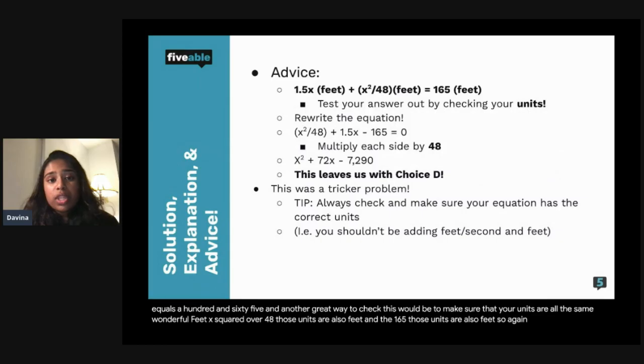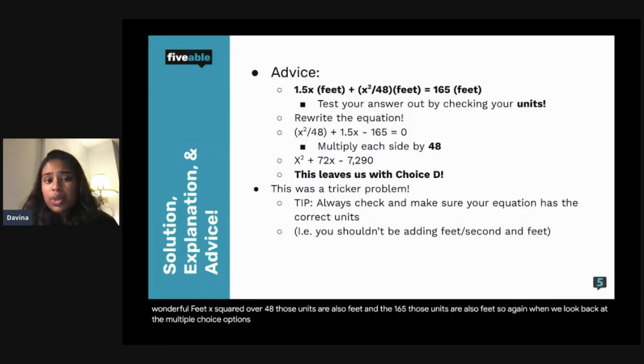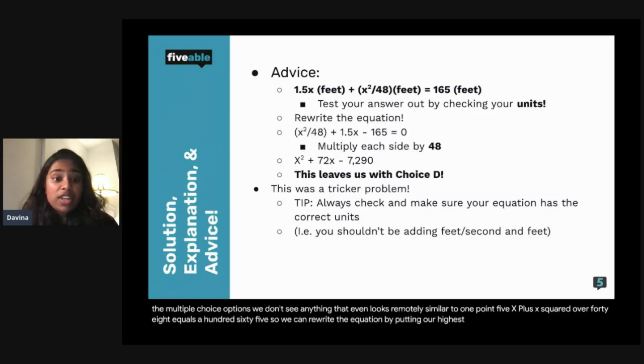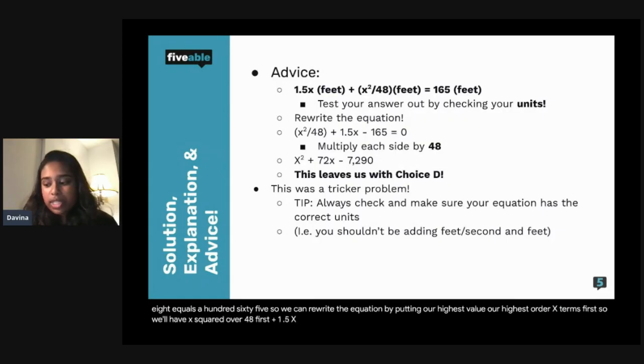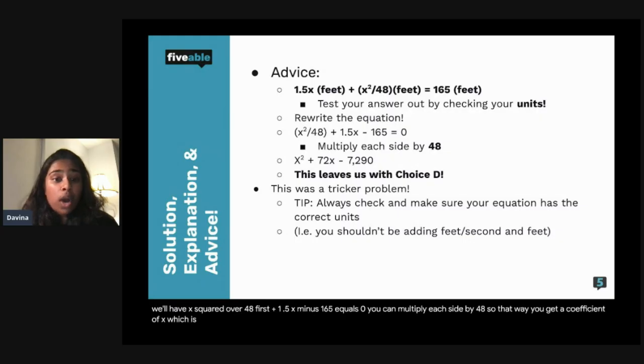When we look back at the multiple choice options, we don't see anything that looks remotely similar to 1.5x plus x squared over 48 equals 165. So we can rewrite the equation by putting our highest order x terms first: x squared over 48, plus 1.5x, minus 165 equals 0. You can multiply each side by 48 so that you get a coefficient of 1 on x squared, which is what our question asks for. Then you'll get x squared plus 72x minus 7,290.